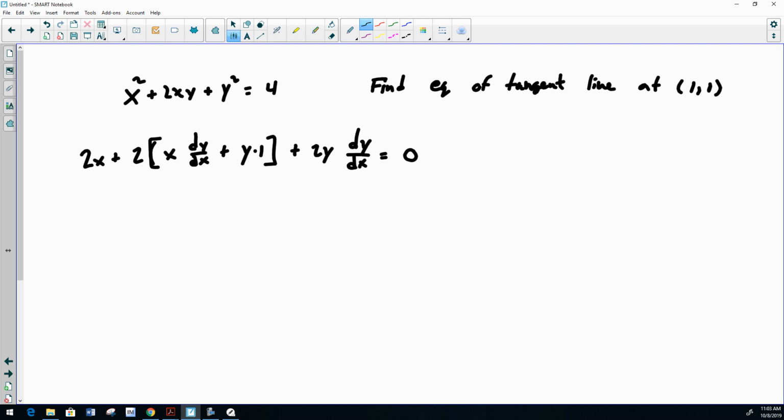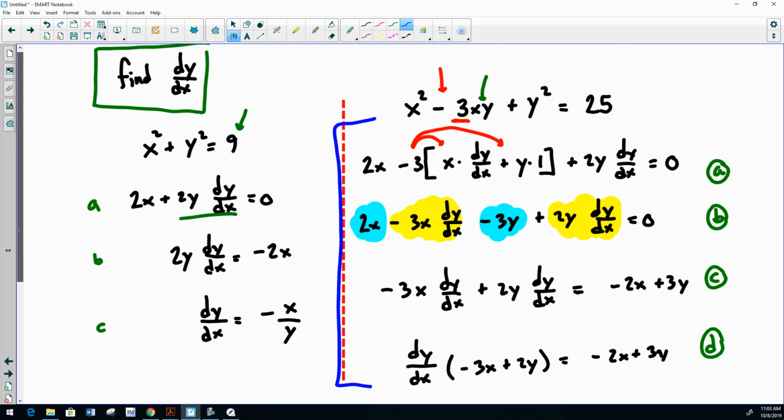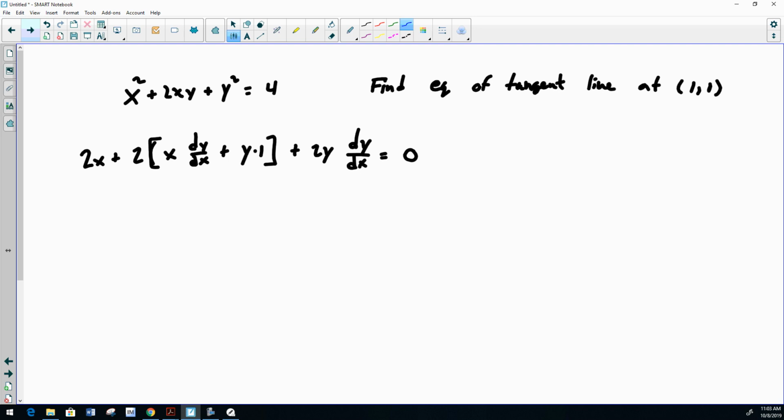So 2 plus 2 bracket 1 dy dx plus 1, 2 dy dx. So I plugged in a 1 for x and a 1 for y. 2 plus 2 dy dx plus 2 plus 2 dy dx equals 0. 2 plus 2 is 4. And what's a 2 dy dx plus another 2 dy dx?